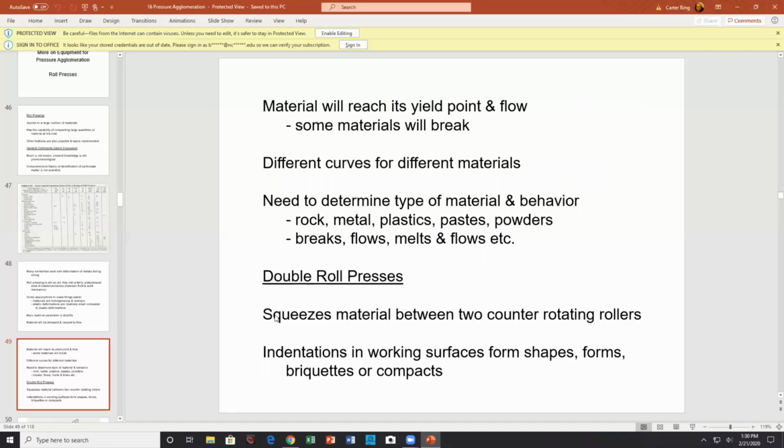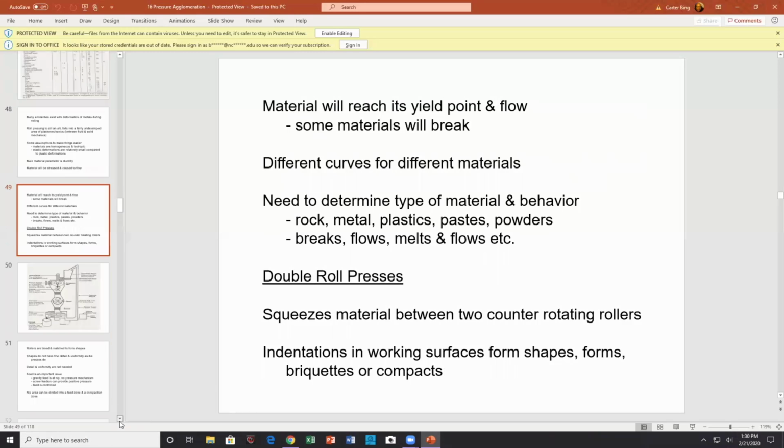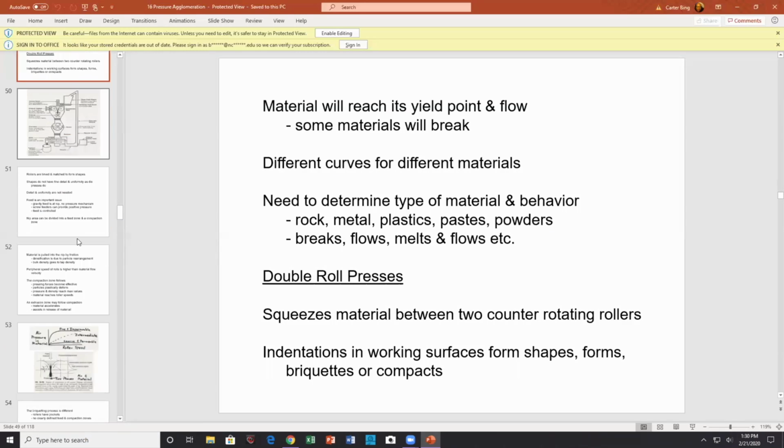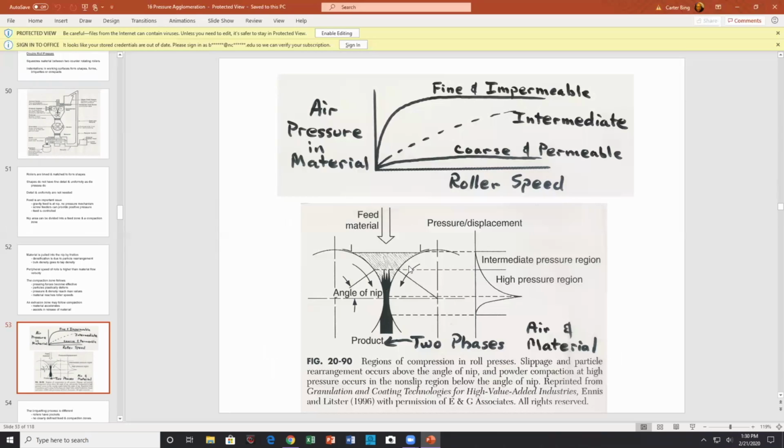reality check. Basically, double roll presses squeeze the material between two counter rotating rollers, with indentations in working surfaces forming shapes, briquettes, and compacts. So we're looking at something like, let's jump ahead for a second. Let's go to this one here. So you have one roller. You have some pressure build here, very high pressure in what is called the nip.